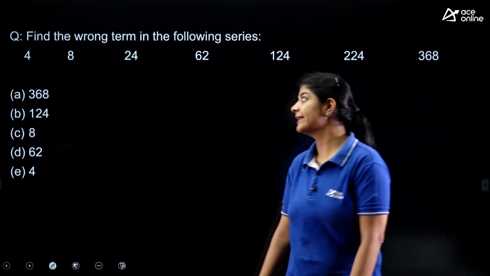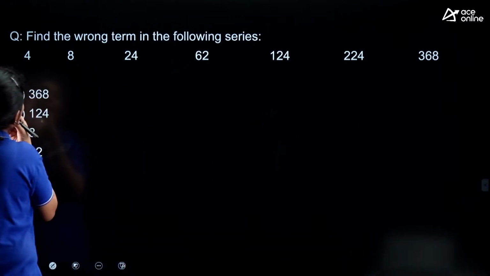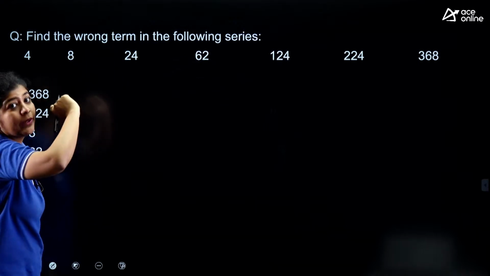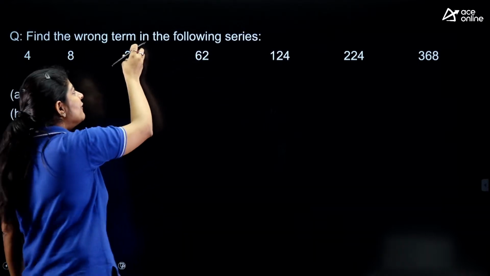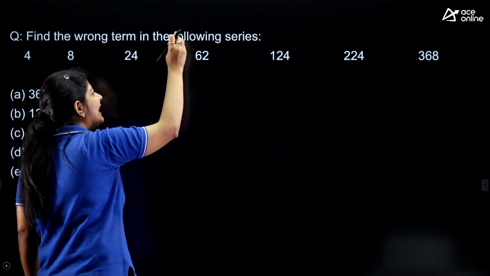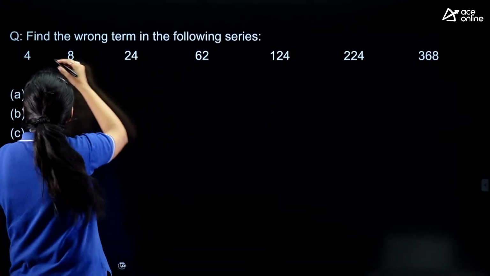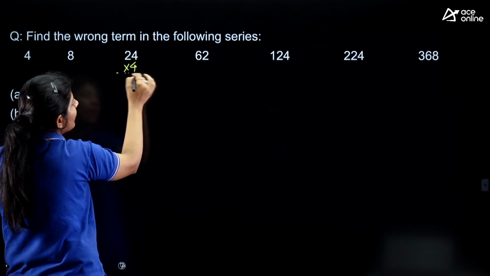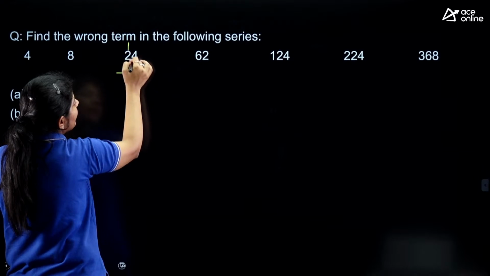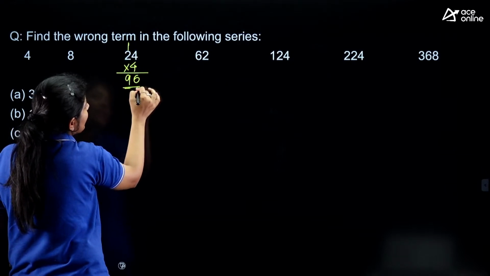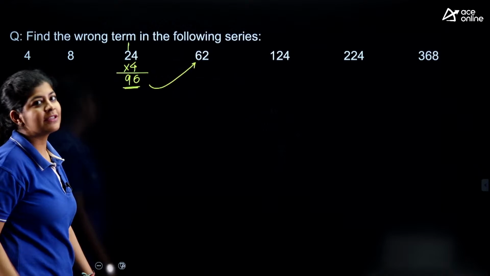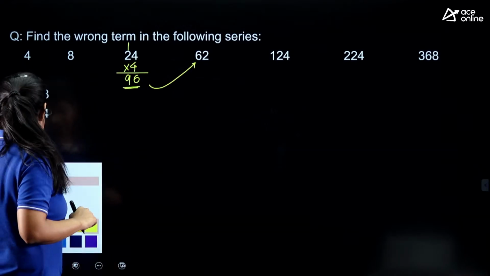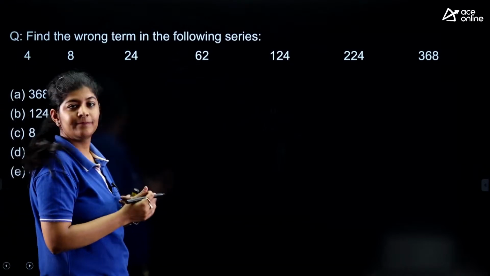No one? Okay, let's see. Here I am having 4. 4 into 2, 8. 8 into 3, 24. But if I multiply my 24 by 4, I know that here what I will get? I will get 96. But here I am having 62. That means into 2, into 3, into 4 logic won't work over here. Again, we need to think in a different manner, right?